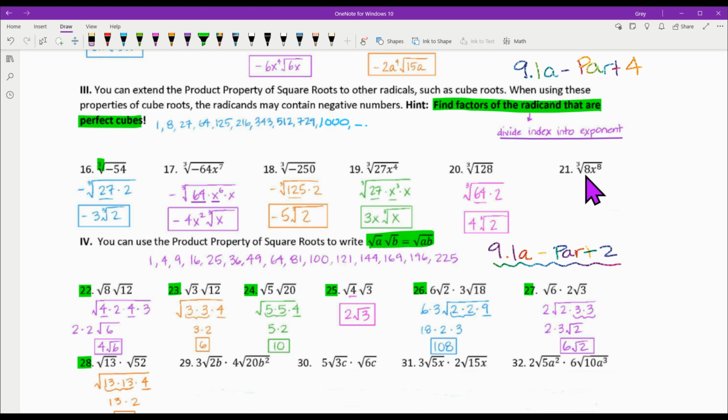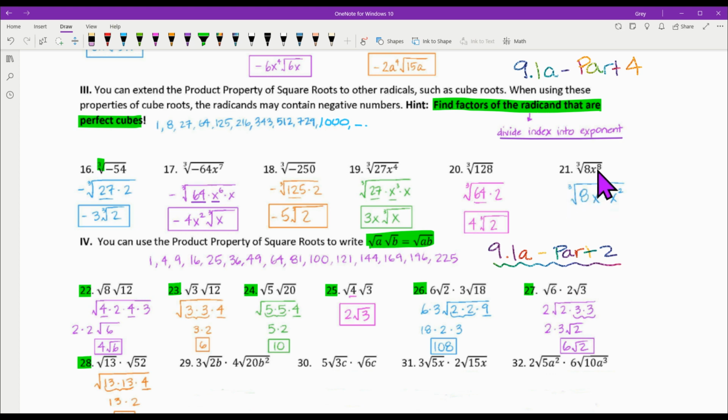21, cube root of 8, x to the 8. 8 is in my list. So that's a perfect cube. But x to the 8, remember we did it earlier, 3, 6 is still less than that number. So I'm going to rewrite this as cube root of 8, x to the 6 times x squared. So when you have cubes, you can't just have one left over. So really, you're always going to be using this index number. So you want to think about the largest, how many times it goes into it.